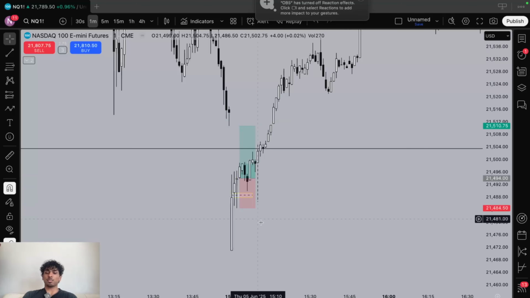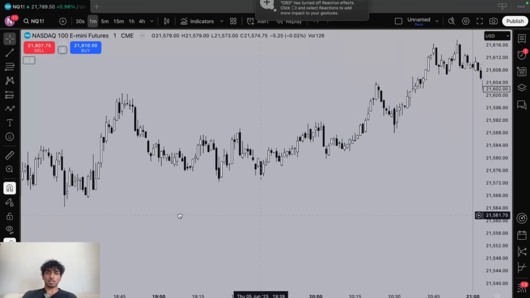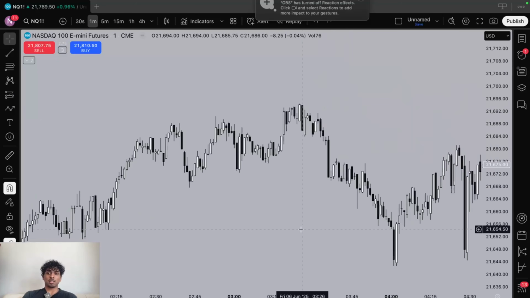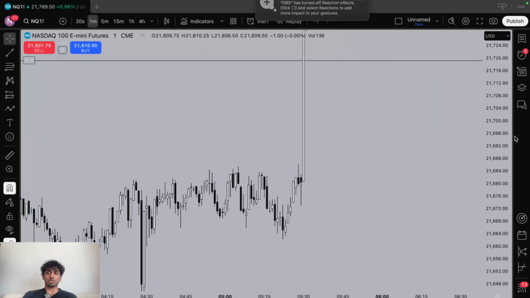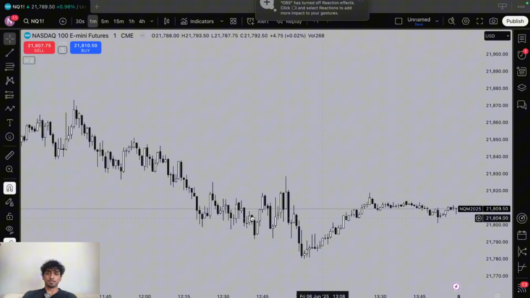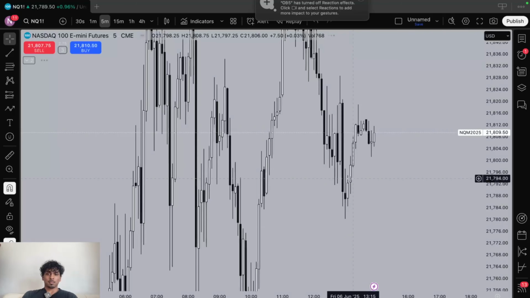In New York session, I didn't really see anything that I liked. We were honestly just chopping around. ES looked pretty good, but I don't trade ES. There was a nice opening range breakout. But yeah, that's basically it.